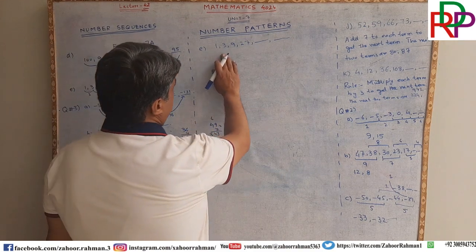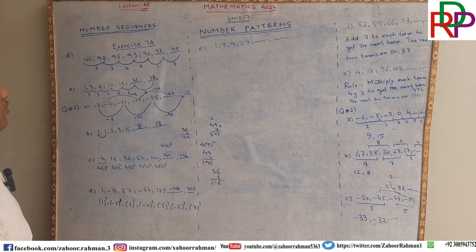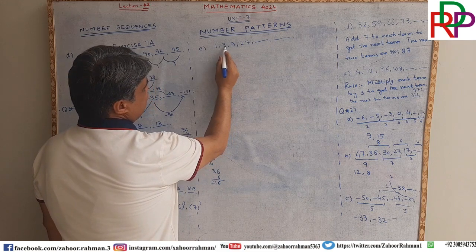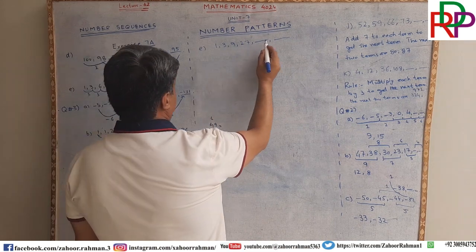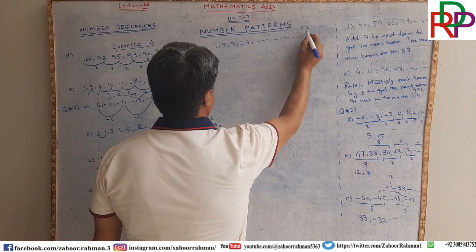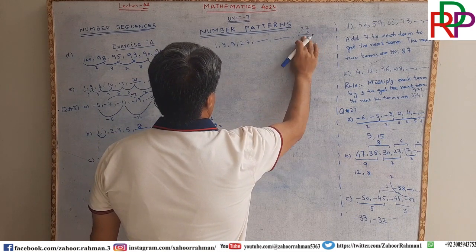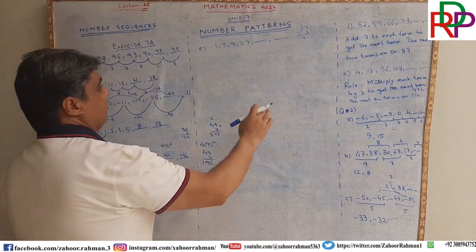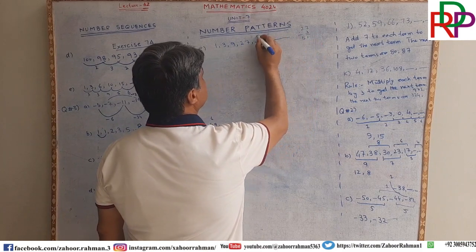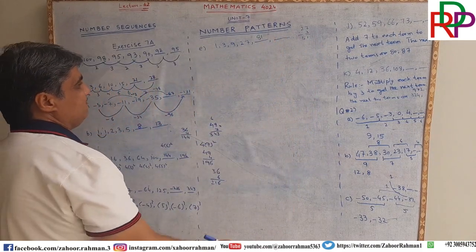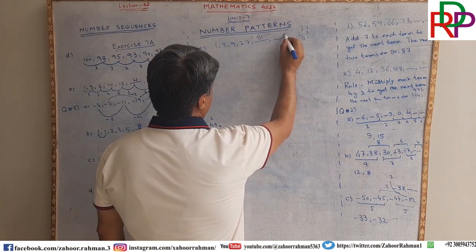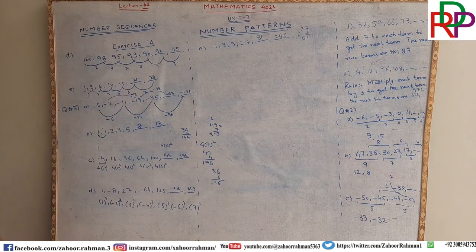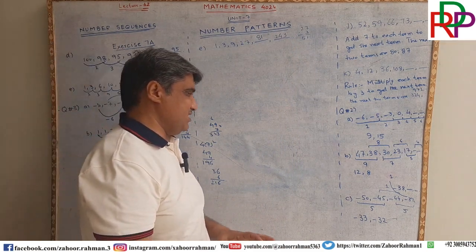Now the final part of this exercise is 1 and 3. Multiply each term by 3. 3 ones are 3. 3 threes are 9. 9 threes are 27. And 27 threes are 1, 3 twos are 6, 81. So the next term will be 81. When we multiply 81 by 3, 3 ones are 3, and this is 243.